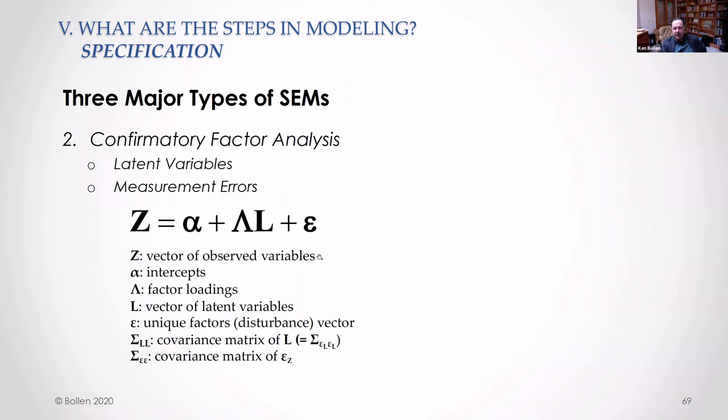Z is just the vector of all our measures or indicators, or whatever you want to call them, observed variables. Here are measurement intercepts. Here are factor loadings. Here are the factors or the latent variables. Here are the errors, disturbances, or in the factor analysis literature, these are sometimes called unique factors. We have the covariance matrix of these factors, sigma LL, and the covariance matrix of the errors, sigma epsilon.